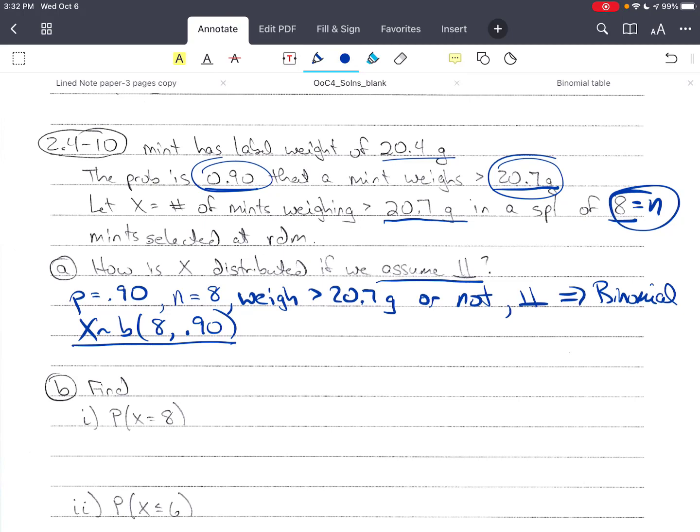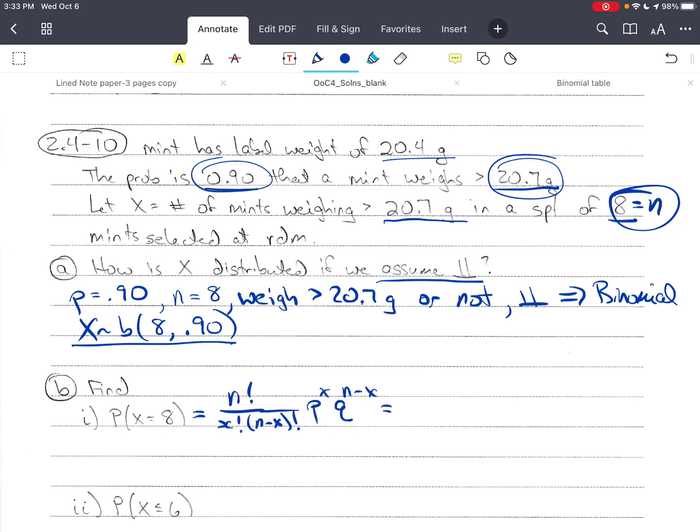We want to find the probability that X equals 8. We could do a transformation and use p equals 0.1 in the table, or we can just calculate it, which is probably the easiest thing to do. So this is n factorial over x factorial, n minus x factorial, p to the x, q to the n minus x.